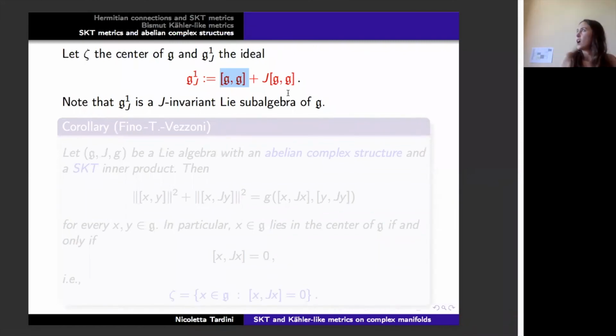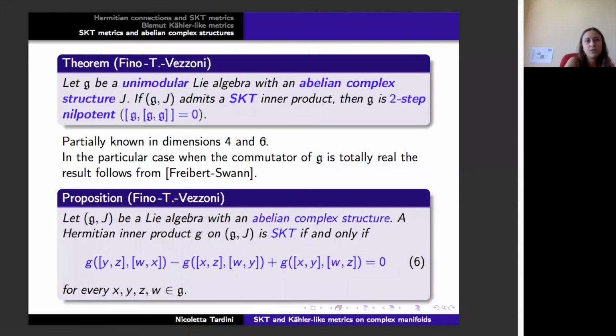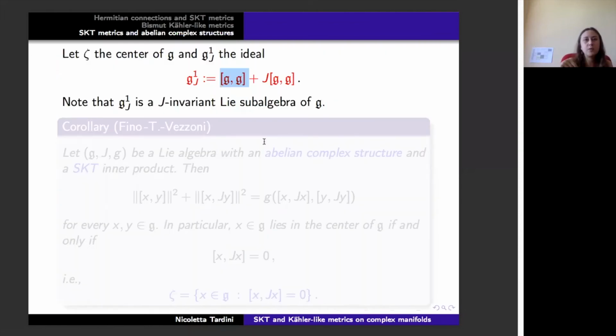So the idea right now would be, suppose that you prove that G1J is a proper subalgebra of G, then you can induce on G1J the whole Hermitian structure. I mean, you can induce the complex structure and the SKT metric. And we know that the result we want to prove is true up to dimension 6. So somehow the idea would be that maybe I want to use induction using G1J, when I know that G1J is strictly contained in G. So that will be essentially the idea.